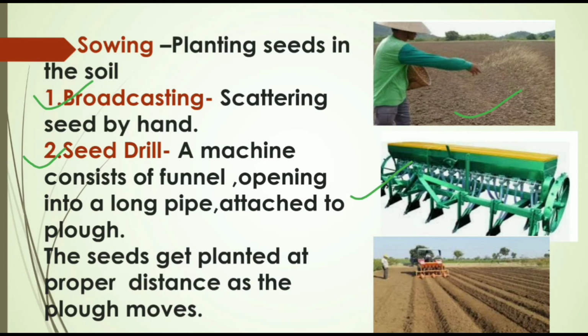It consists of a funnel opening into a long pipe, which is attached at the back of the plow. Seeds are dropped into the funnel, and as the plow moves, the seeds get planted in furrows made by the moving plow. These are furrows made by the plowing, right? Slowly the machine moves ahead and the furrows keep forming behind. So this is a method where the seeds get planted at proper distance as the plow moves.